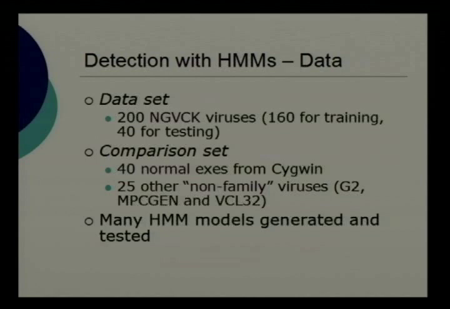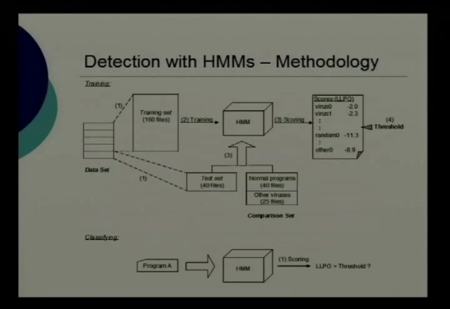So this is a diagrammatic view of the whole process, as I explained. From all this, we would expect to see that after training, the model can assign a high probability to the 40 test files compared to normal programs or viruses not in the same family. From that, we should be able to determine a threshold. Later, when we are given any program, program A, we can score it with the hidden Markov model, compare the score to the predetermined threshold, and classify whether the new program belongs to the same family.